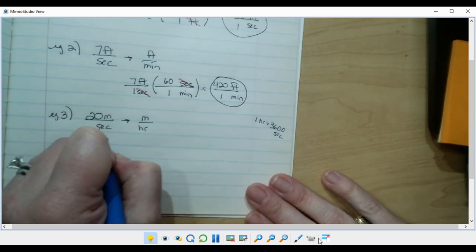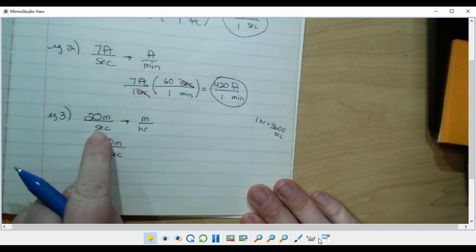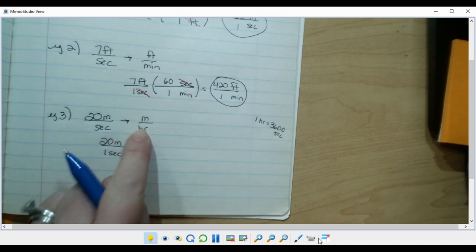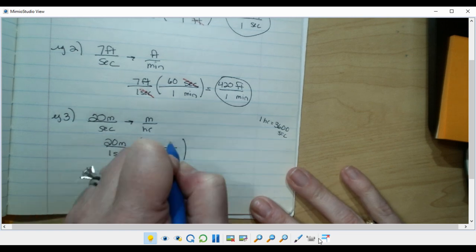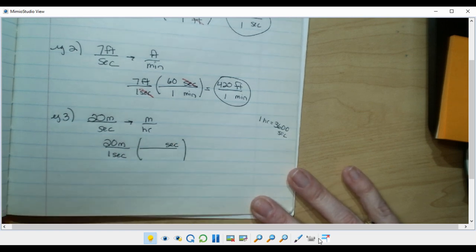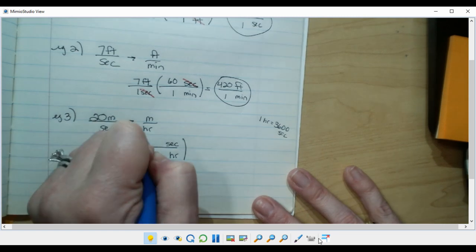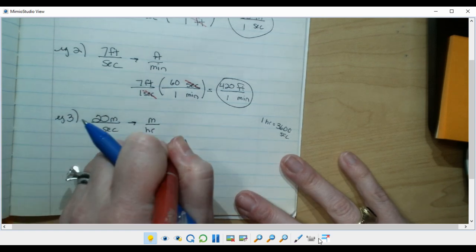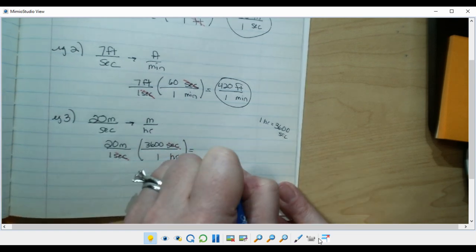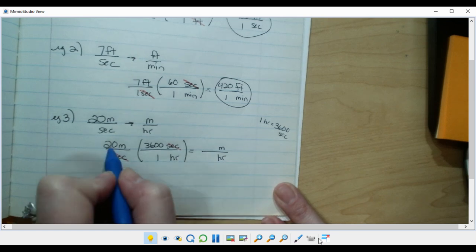Okay, so 20 meters in 1 second. Meters is staying the same. The time is what's changing. That's one switch. I start with seconds. It's on the bottom. I want to get rid of it, so I'll put it in the opposite spot. Its partner is hours. Now, because it's written over here, because you just know it, 1 hour is 3,600 seconds. I can cross off my seconds. I'm left with meters and hours, which is good.